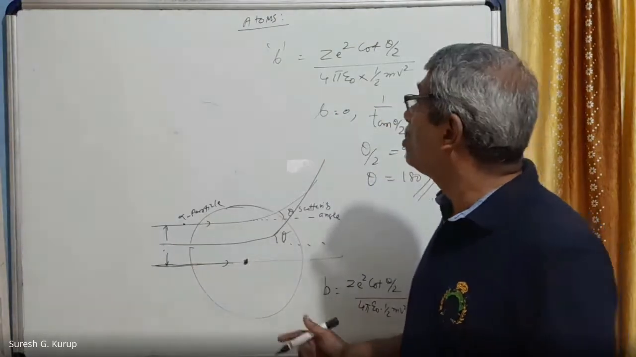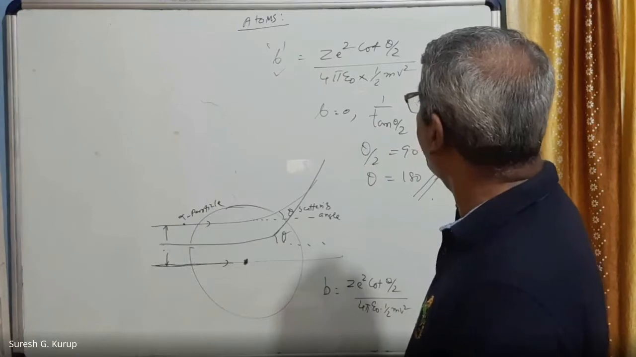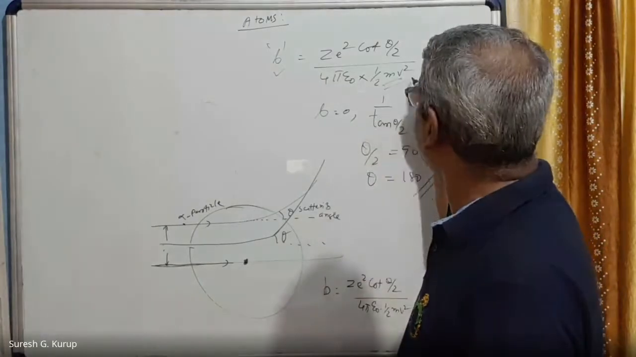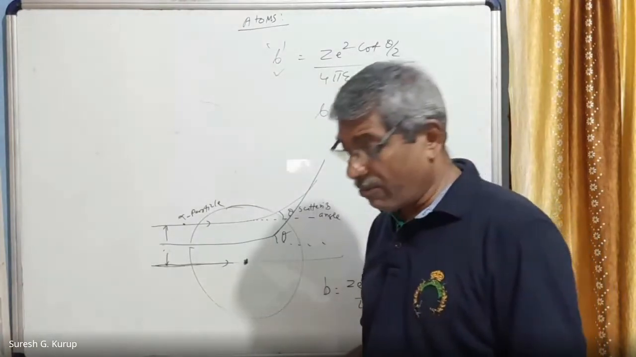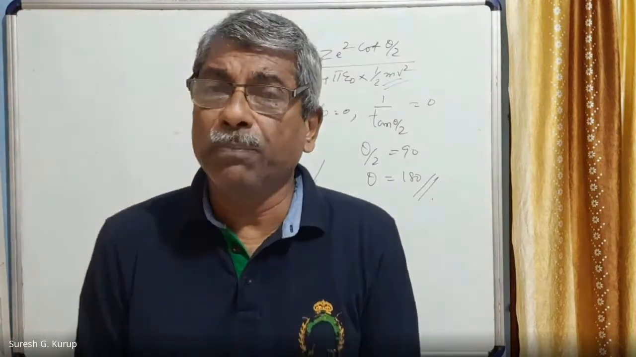So this is a very important lesson. B is equal to Z e square cot theta by 2 divided by 4 pi epsilon 0 into half m v square. Half m v square we can also write as K alpha. So these are the things about impact parameter, done. Next is the Rutherford atom model.